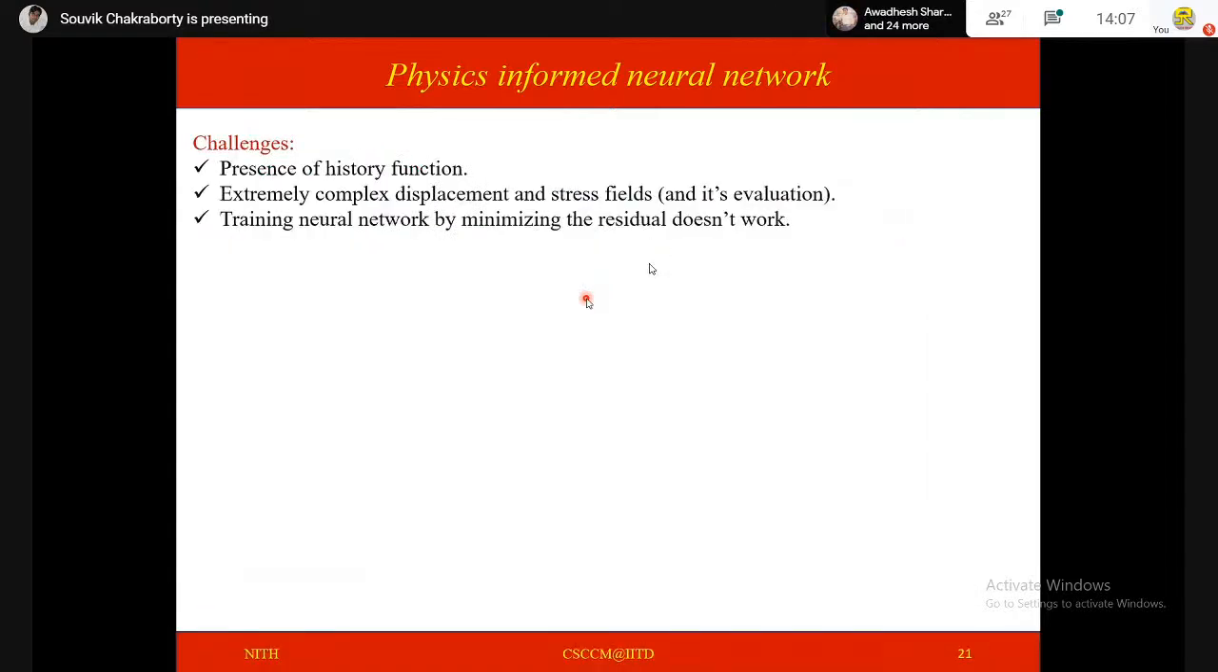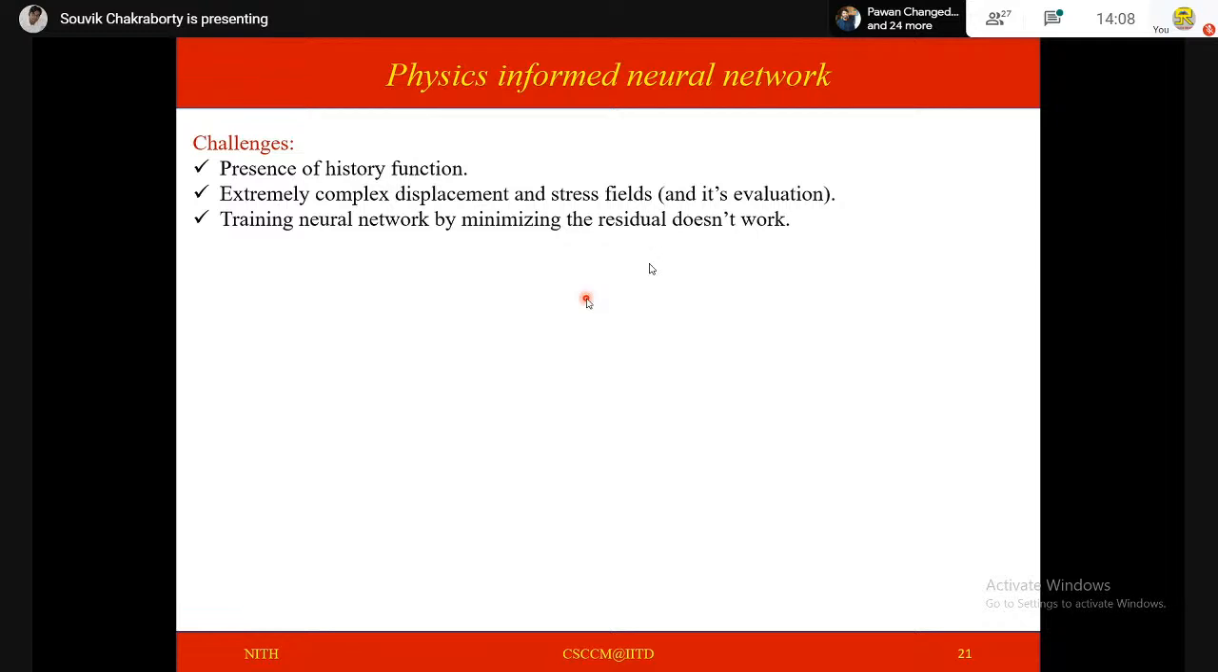So what are the challenges? Why we failed? Because initially we failed. We could not solve this by minimizing the residual. Well, first challenge is there is a history function present. So whatever response you observe in the current displacement step is dependent on what was the displacement in the previous step. You can think of the Runge-Kutta fourth order RK method in time. There, whatever response you obtain in the current step is dependent on the response at the previous step. Similarly, presence of history function is a big challenge.